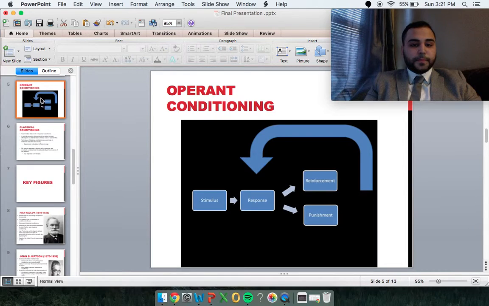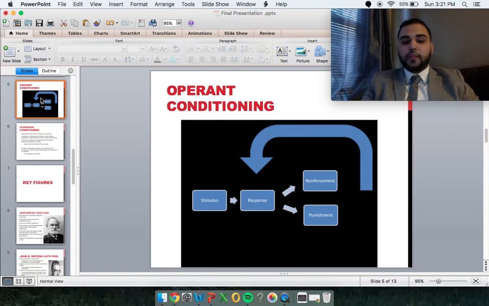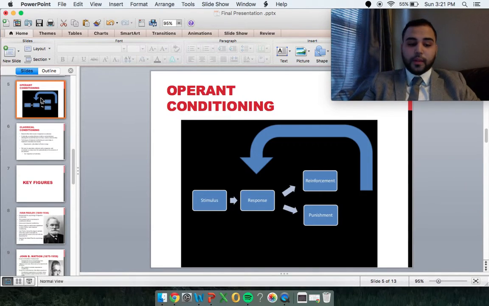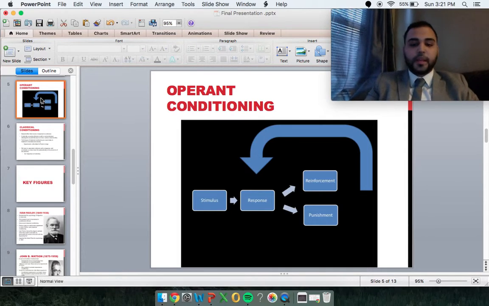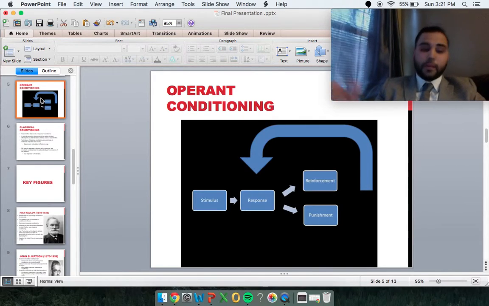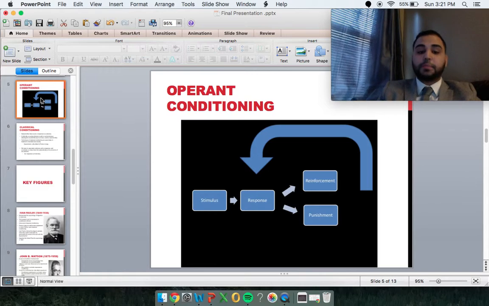Let's continue. So this is just a picture of exactly how operant conditioning works. You have the stimuli, you have the response that comes with the stimuli, where there's a positive stimuli, negative stimuli. Response. And then you have the two outcomes, whether it's the reinforcement or the punishment. And whatever happens in it, out of those two, whatever happens is what the human being or animal is going to remember next time when they respond to that certain stimuli.